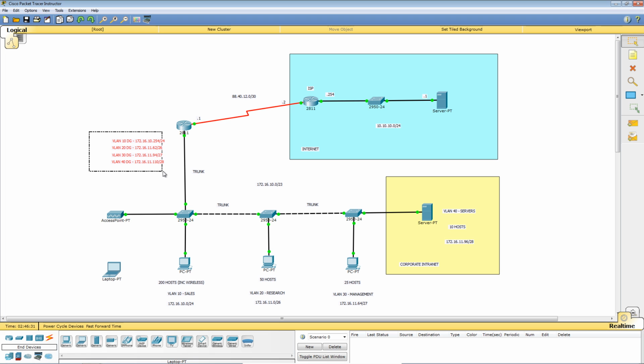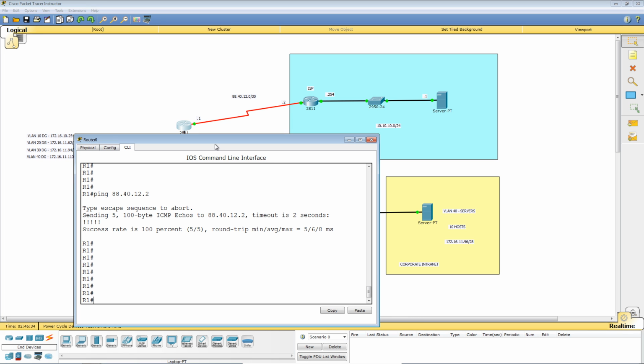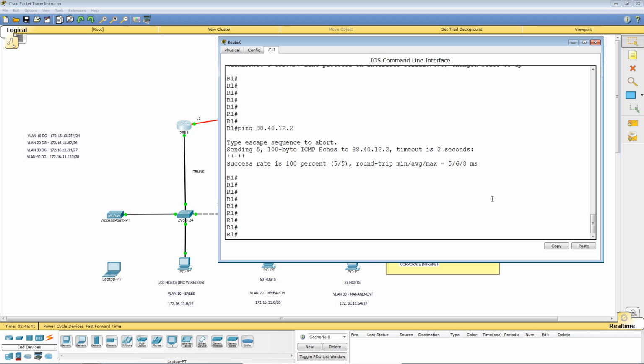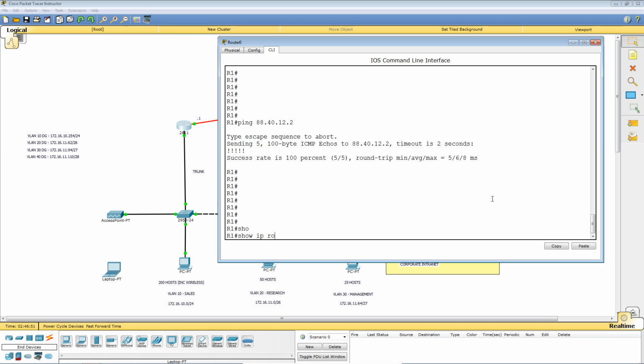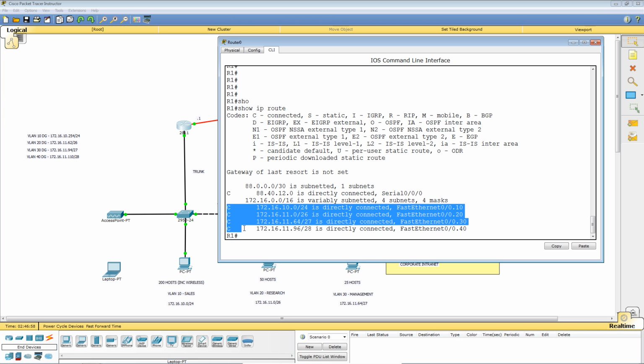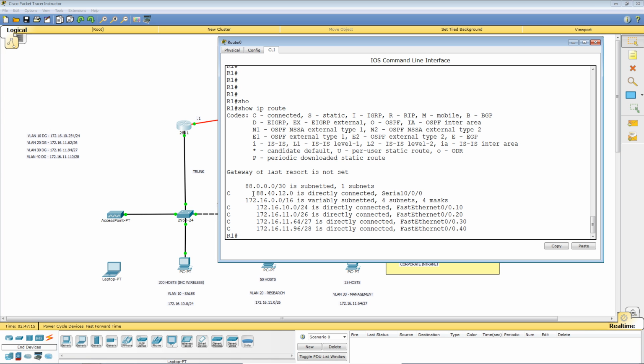Okay, let's move that to one side a little bit and start configuring the router. There are 4 subnets. How can I see my subnets? Let's look at the routing table. Show IP route. Okay. You can see our 4 LANs. These are the 4 subnets, the 4 LANs inside our company: 10.0, 11.0, 11.64 and 11.96. Sales, research, management and servers. We also have one WAN which goes off to the internet.